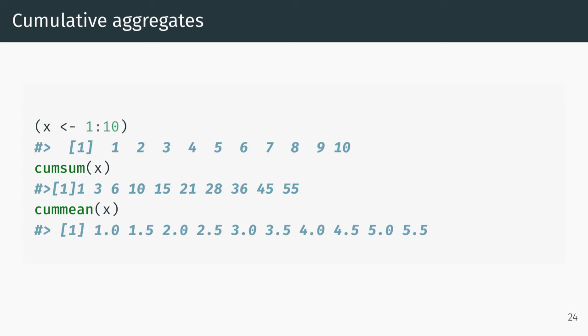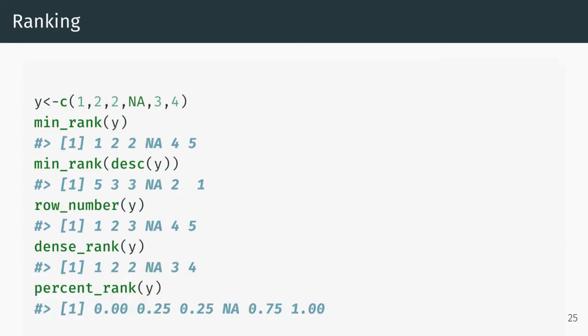Cumulative aggregates, so we can do cumulative sum. And I'm sorry, I should have lined these up. So as you increase the data, you can get the sum of the reading from left to right of the data. So 1 plus 2 is 3, 1 plus 2 plus 3 is 6, 1 plus 2 plus 3 plus 4 is 10, and so on. And the same thing with the mean. You get the cumulative mean as you're going on. I should have lined these up. Sorry about that. Okay, so ranking.